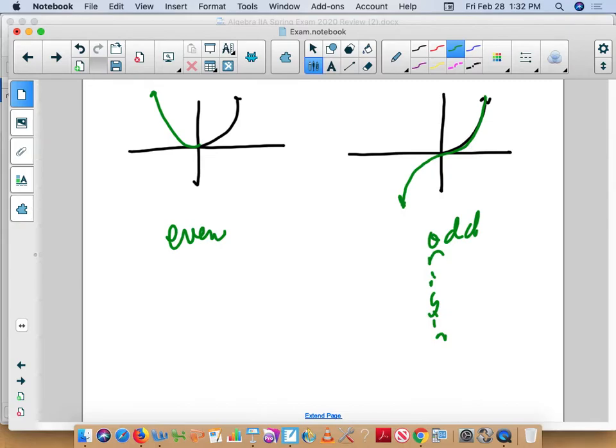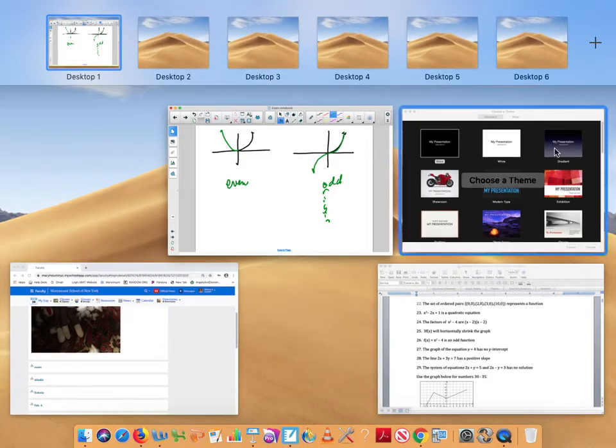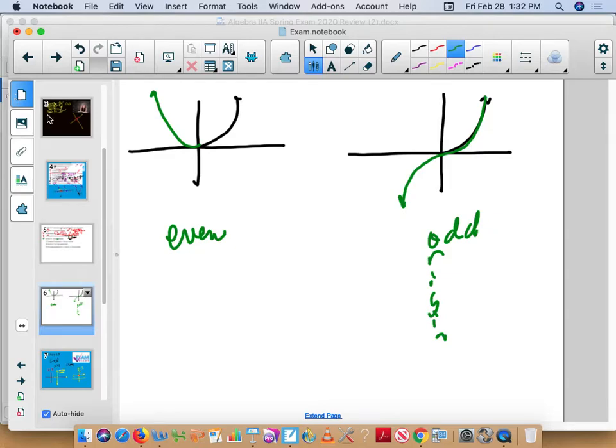Okay. Also, well, no, that's not always true. I was going to say you could look at the exponent, but that's not always true. All right, going back to this.